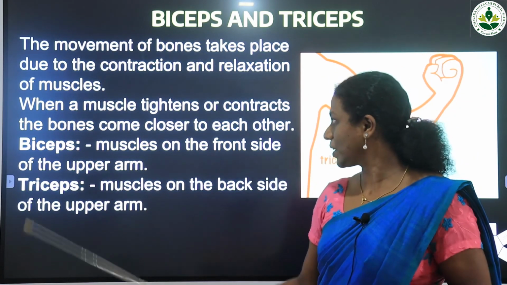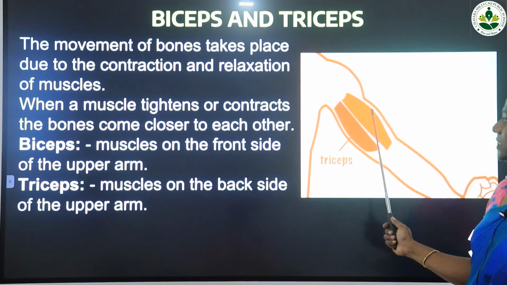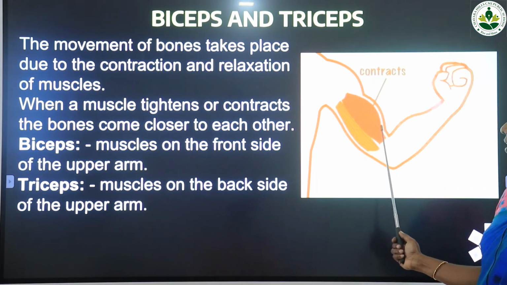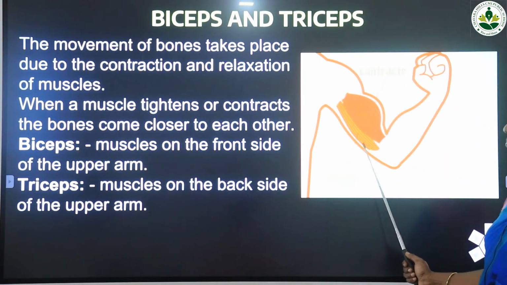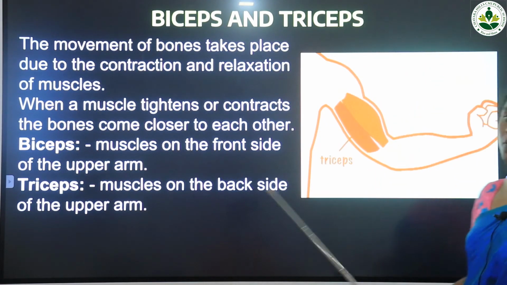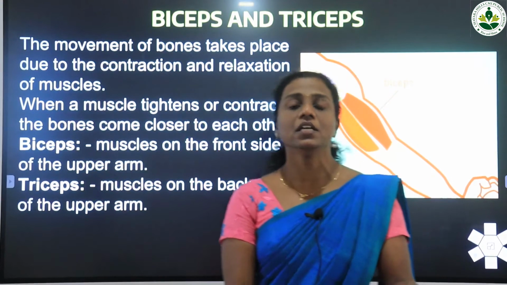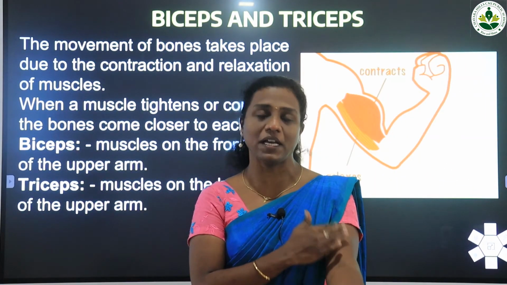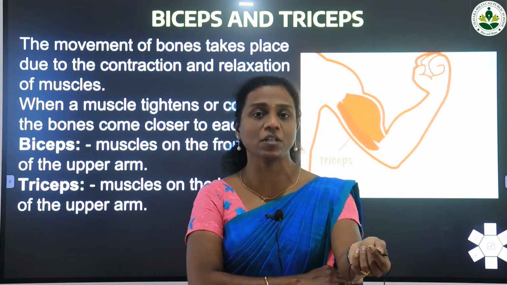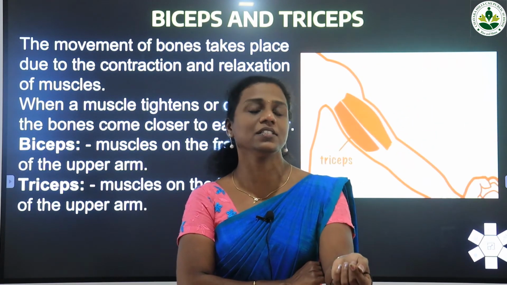So we can check one more time. Muscles on the front side of the upper arm are known as biceps. Muscles on the back side of our upper arm are known as triceps. So the muscles present on the front side of our upper arm are known as biceps, and muscles present on the back side are known as triceps.